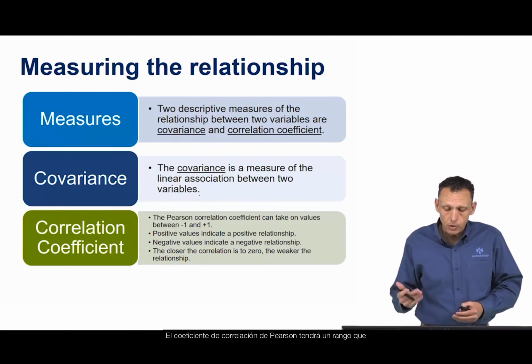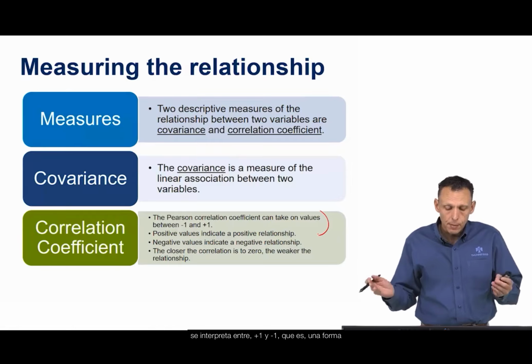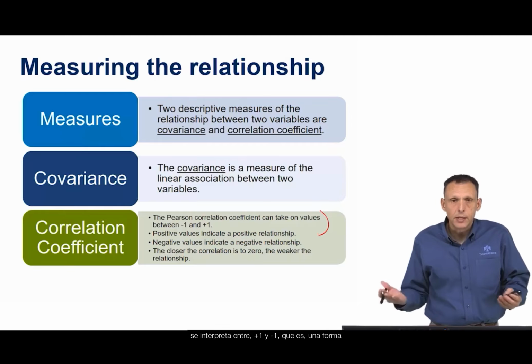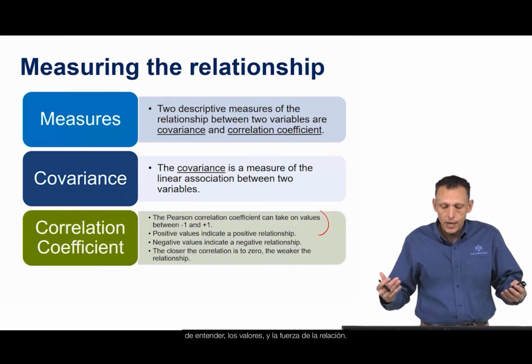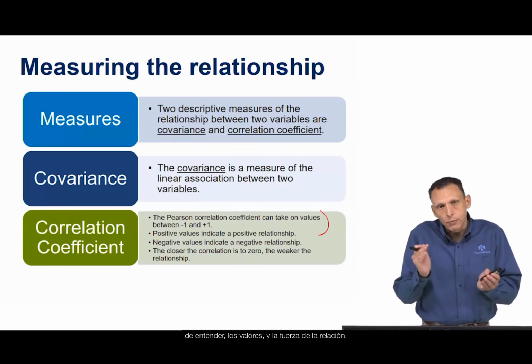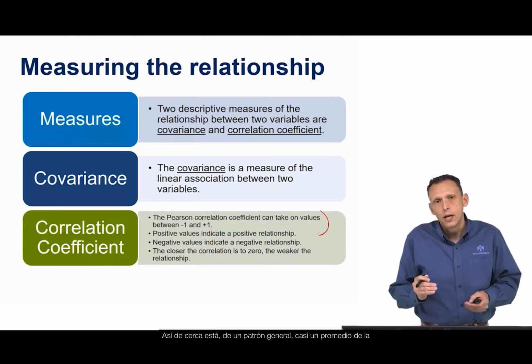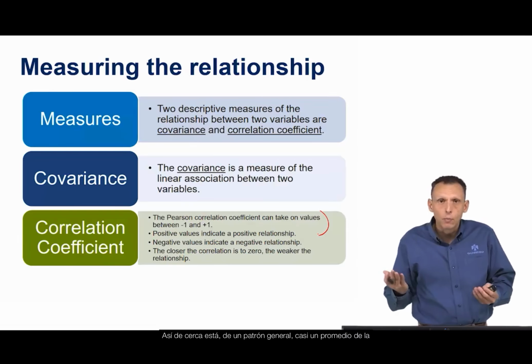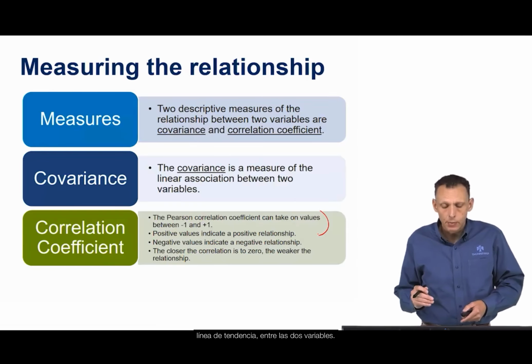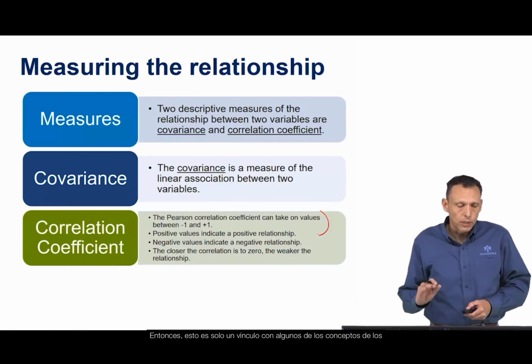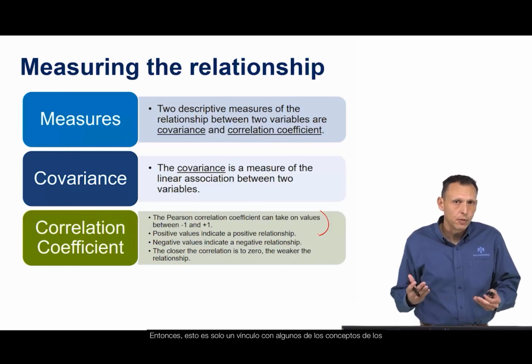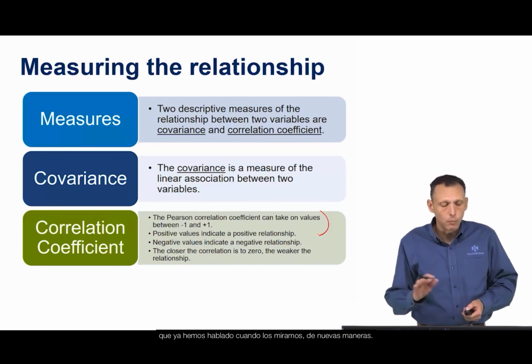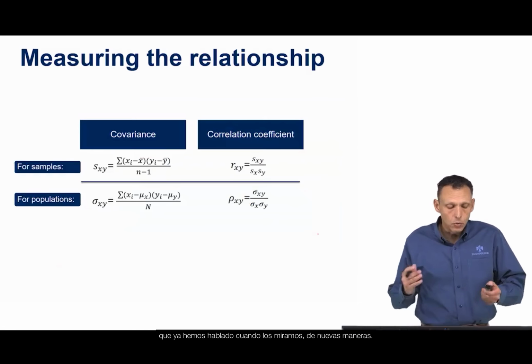The Pearson correlation coefficient will have a range that's interpreted between plus and minus 1, which is a way of understanding the values and the strength of the relationship, that is how close it is to an overall pattern, almost an average of the trend line between the two variables. So this is just a tie back to some of the concepts that we've already talked about. We'll be just looking at them in new ways.